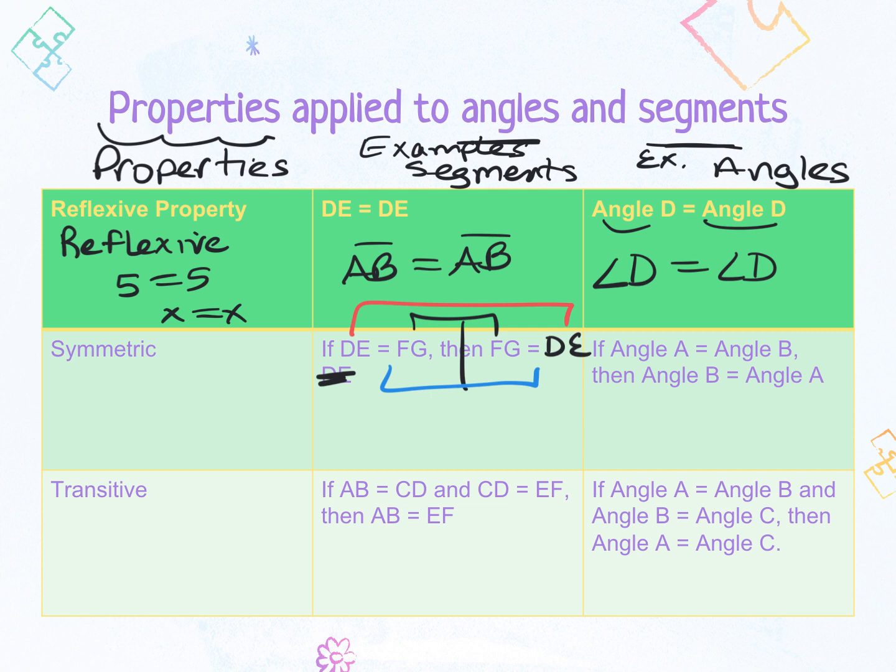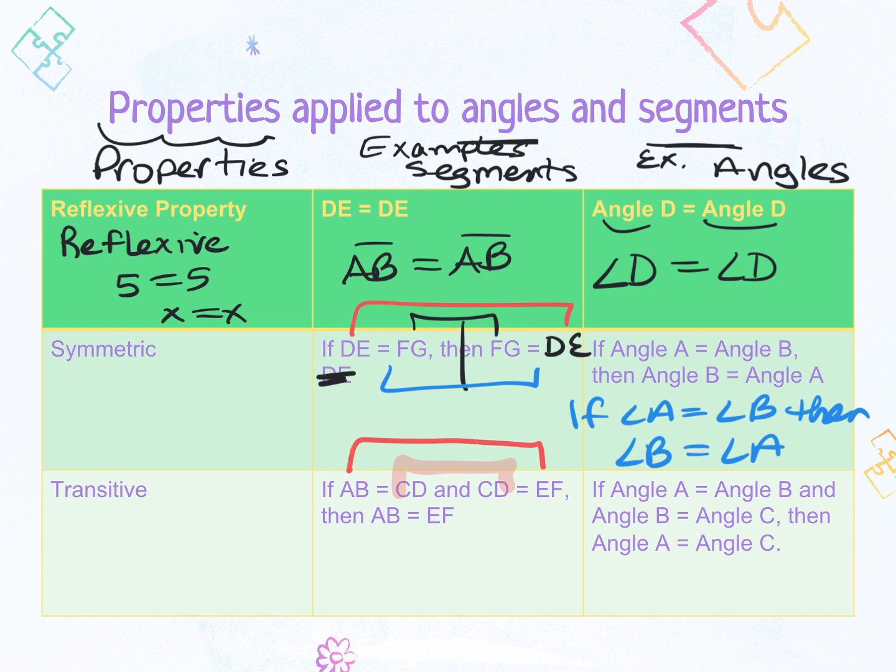If you'd rather use the angle symbol, you could write if angle A equals angle B, then you switch it, angle B equals angle A. So you just switch the order. And then the transitive, remember, it's like the syllogism, where this middle part, the CD and the CD will cancel out. And then you can just go right to the conclusion that AB equals EF. If it's a segment, same thing if it's an angle.